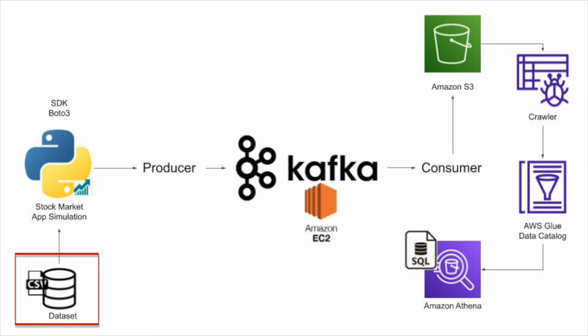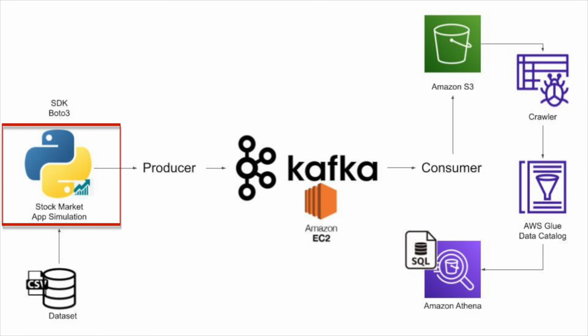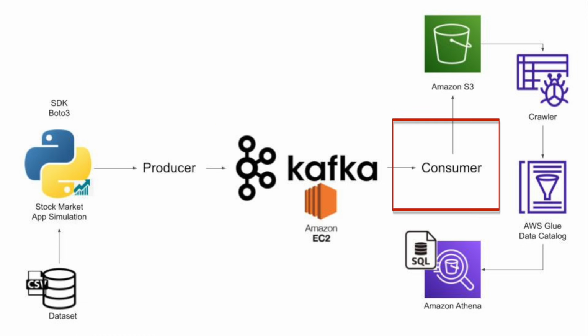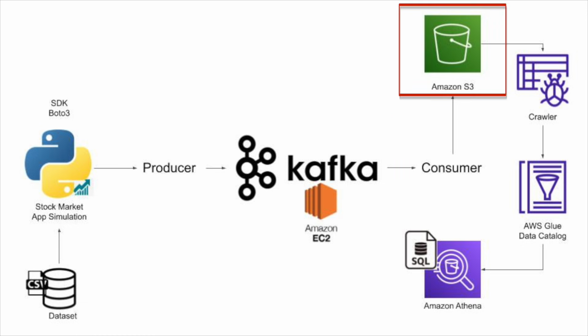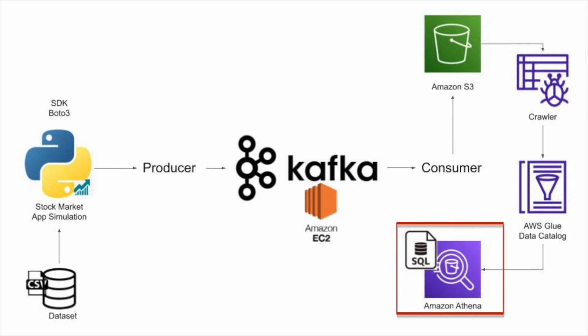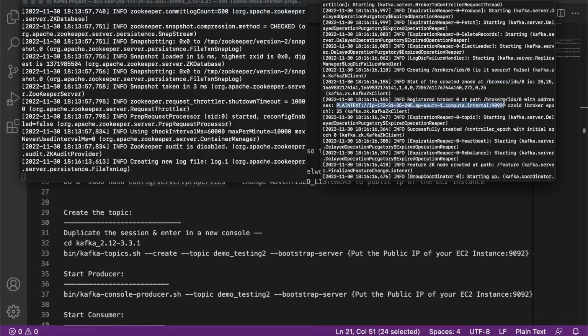In this video, we will take some stock market data, use Python to produce that data and put that data onto Kafka cluster. After that, we will consume that data and store that data onto Amazon S3, crawl that data to build a Glue catalog and analyze that data using Amazon Athena using SQL. So a lot of things to do here, and without wasting time, let's get started.